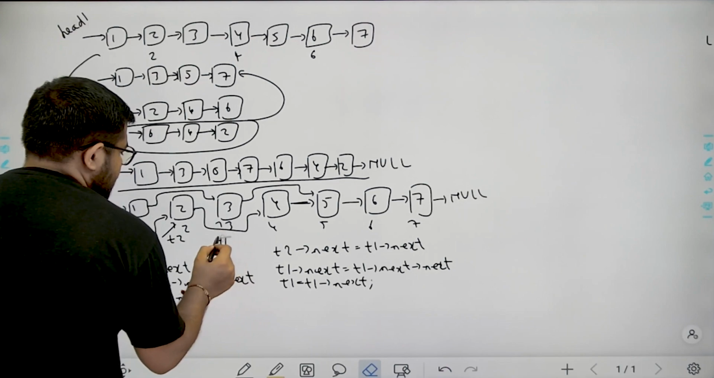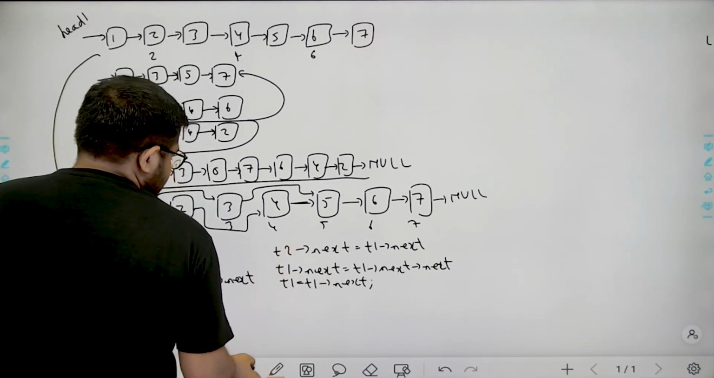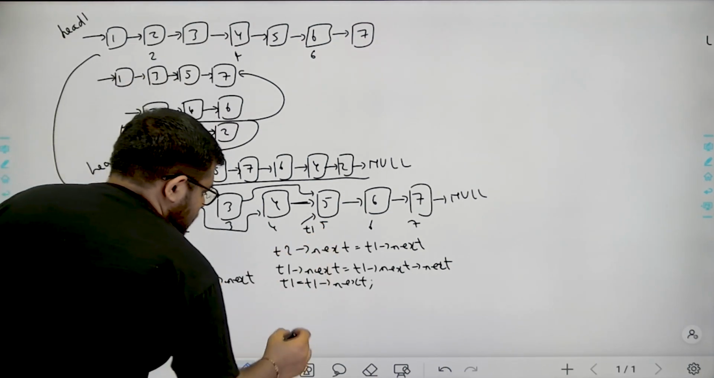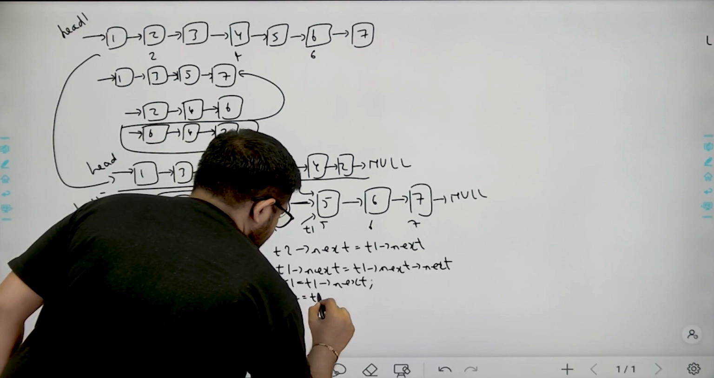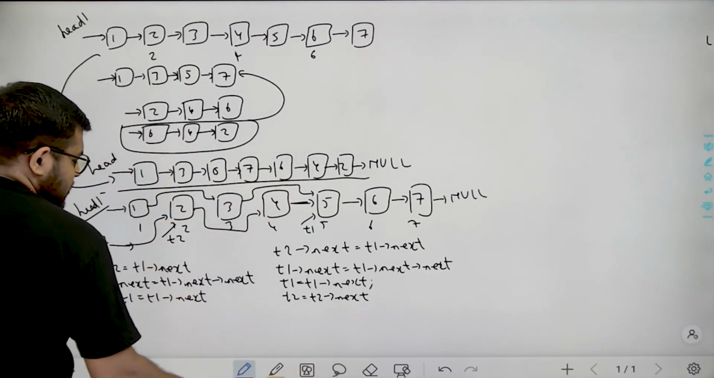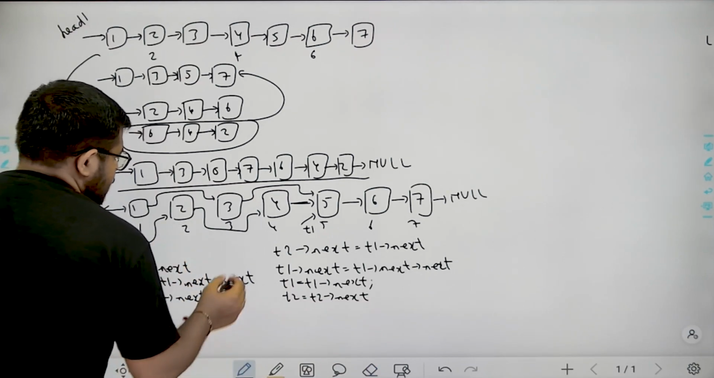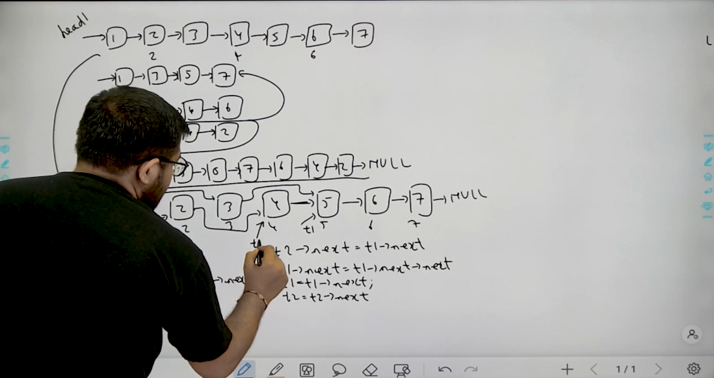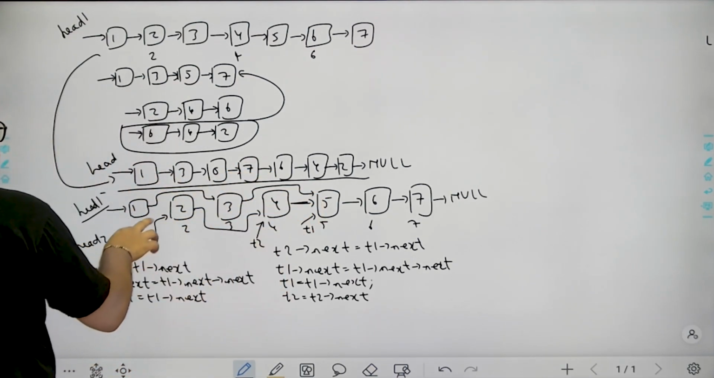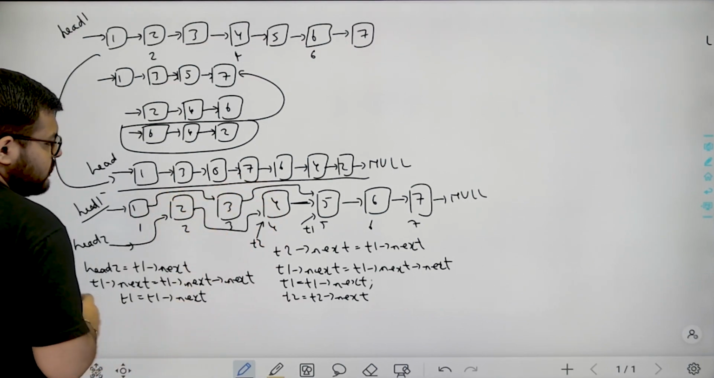So t1 will come away from here and it will come to 3, now t1 will be pointing to this. Okay, and I can also say t2 is equals to t2 next. So basically t2, which is pointing to 2, will go away from here and start pointing to 4. Okay, so can you see we have connected 1 with 3 and 3 with 5, and head 2 is connected to 2 and 2 is connected to 4. So we have extracted 2 and 4 from it.